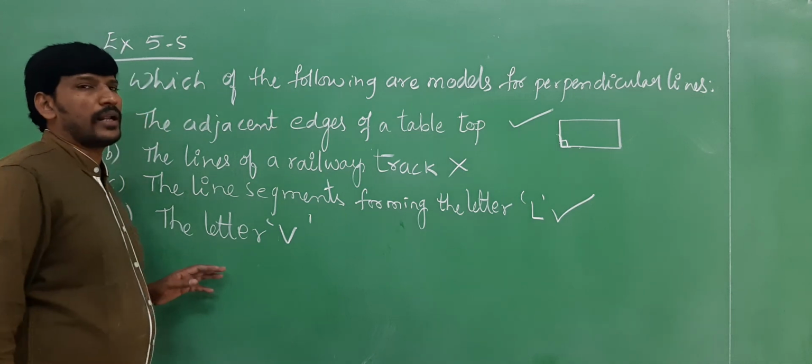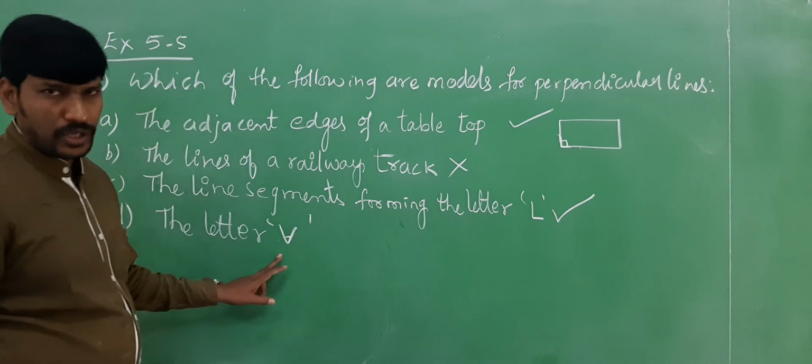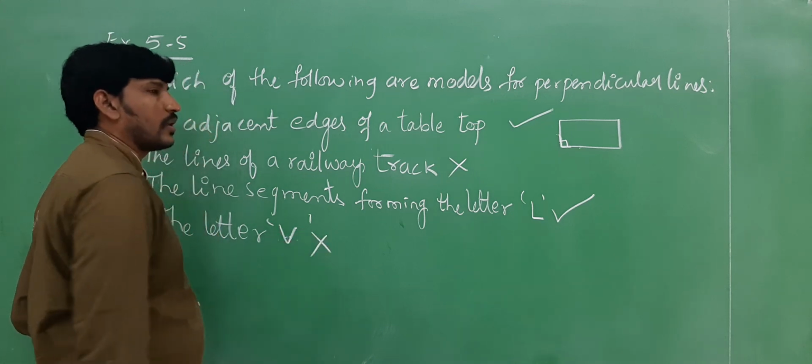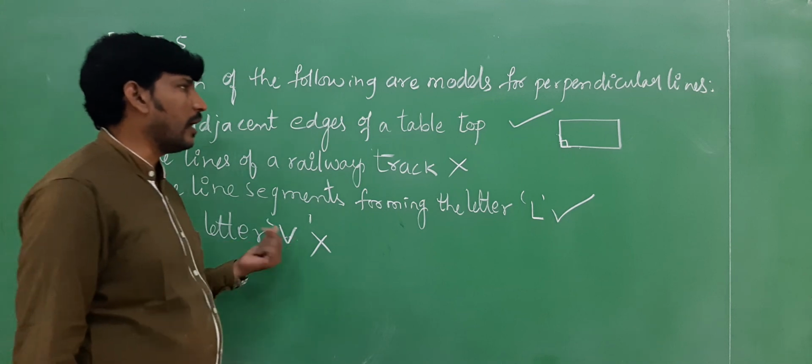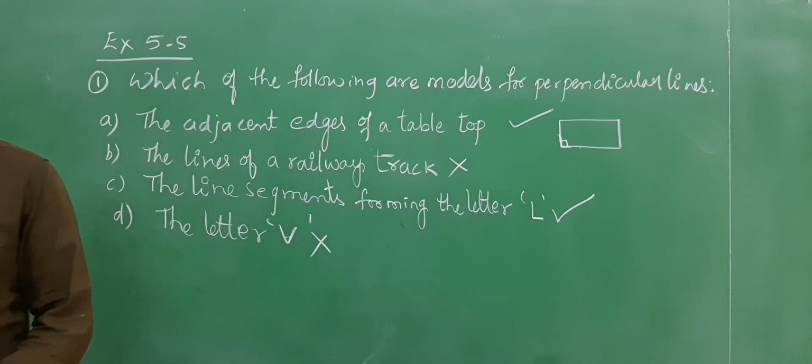Coming to the letter B, obviously we know that the angle here is an acute angle. It's not 90 degrees. So in the letter B, these two lines do not form perpendicular lines. Clear, children? Just copy this.